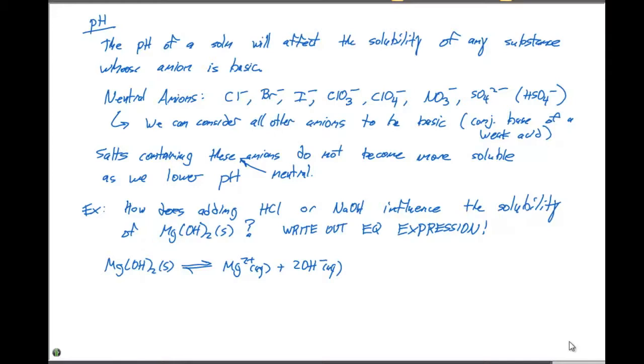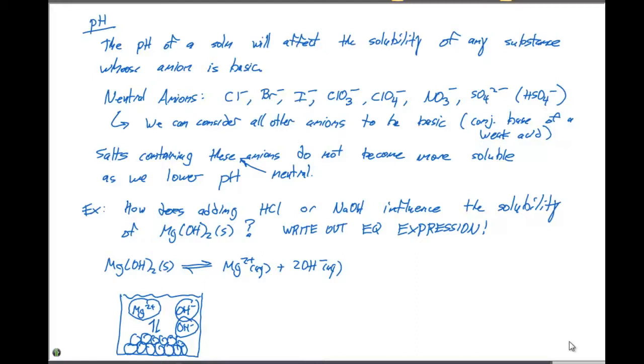The question is, what happens to this equilibrium and these species when we either add HCl or NaOH? If we had a beaker of a saturated solution of magnesium hydroxide, think about it as we have the solid, which is these close-packed ions held tightly together. That's going to be in equilibrium with the magnesium 2+ and the OH-. So we have a dynamic equilibrium taking place here.